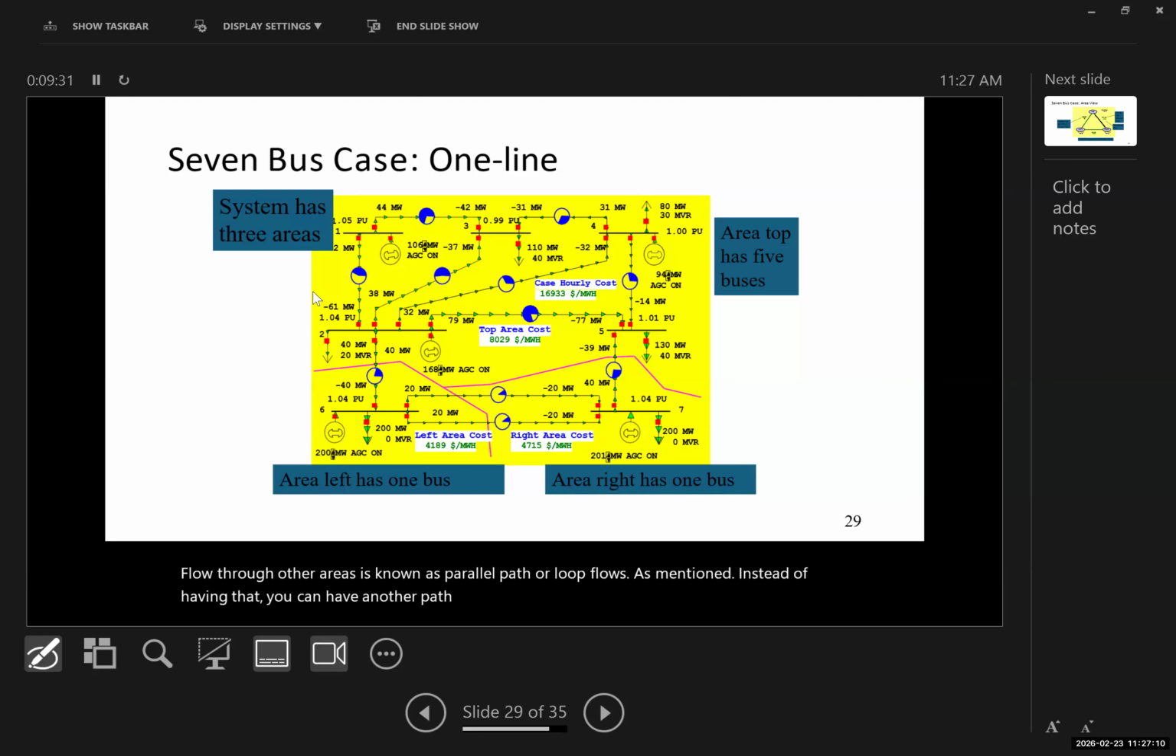So now this shows a 7-bus system. It's just much more complicated. You have bus number 1, 2, 3. I don't know if you see my pen. 4, 5, 6, and 7 bus. And they are in different areas. Bus number 6 is in the left area coast. Bus number 7 is in the right area coast.